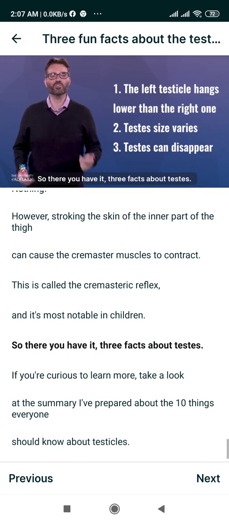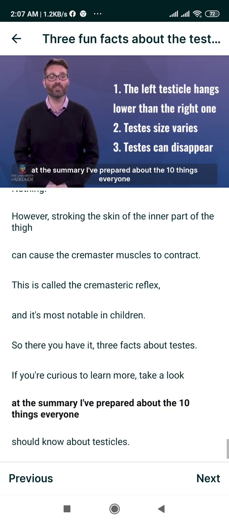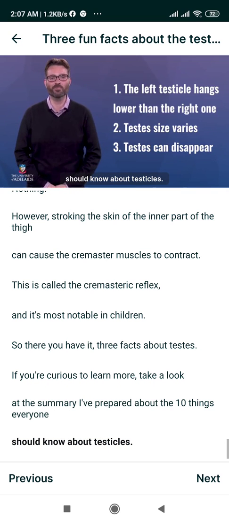So there you have it, 3 facts about testes. If you're curious to learn more, take a look at the summary I've prepared about the 10 things everyone should know about testicles.